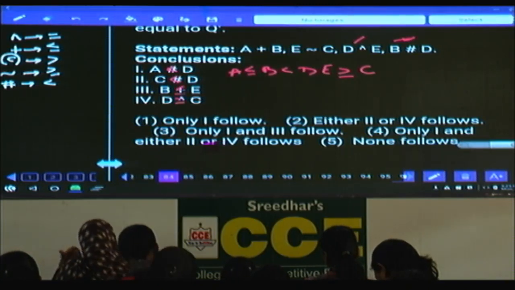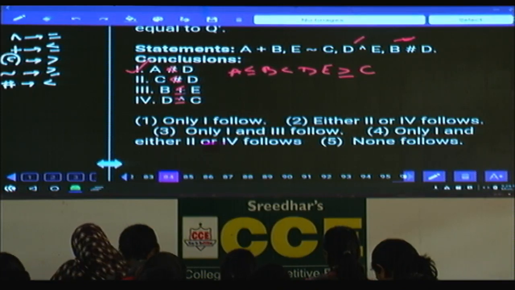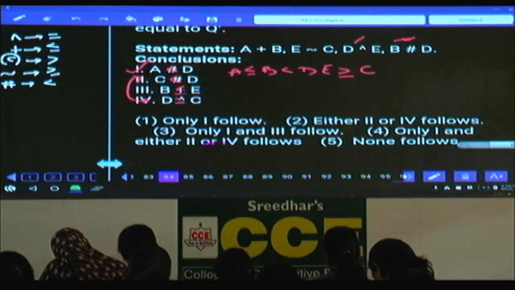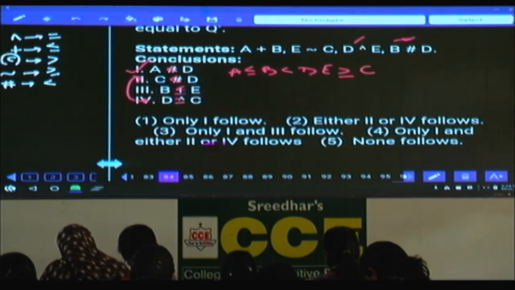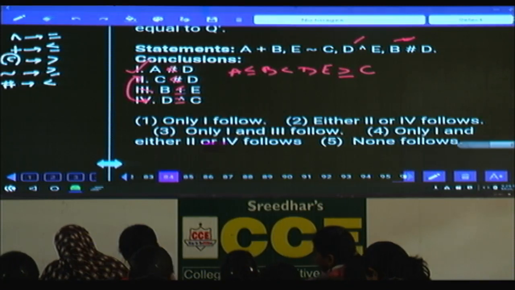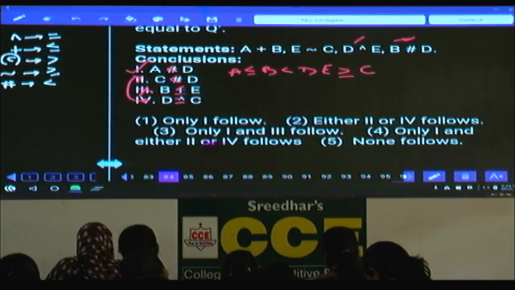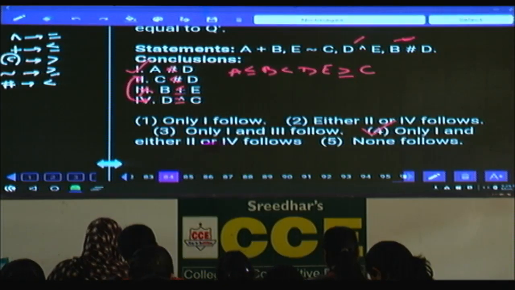A lesser than D is definitely true. The second one, C lesser than D: D greater than or equals to C implies C lesser than or equals to D, so C can be either lesser than or equal to D, either 2 or 4. Coming to the third one, B lesser than or equals to E is false; B is lesser than E rather than equal to. What is your answer here? 1 and either 2 or 4. Choice 4 is the answer. Question number 84, choice 4.